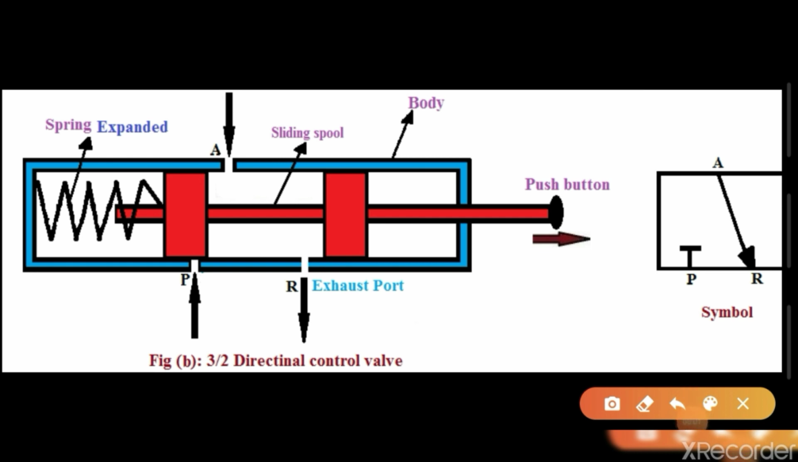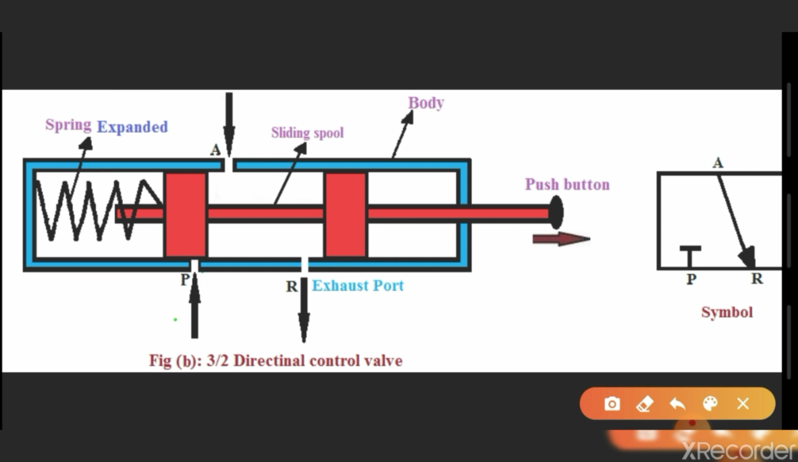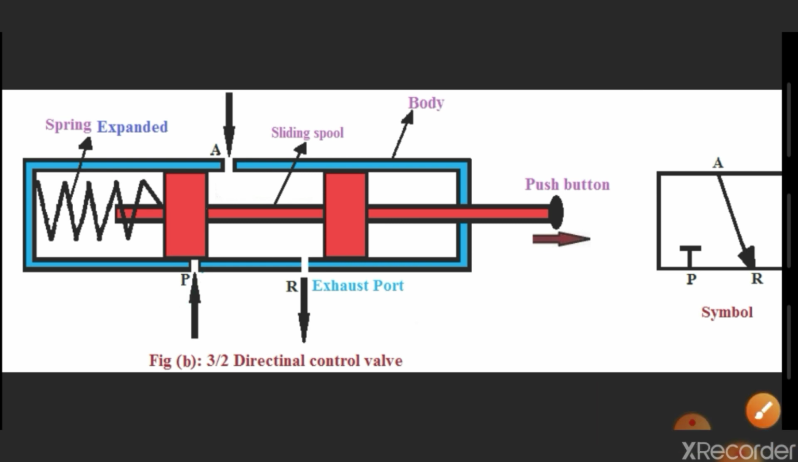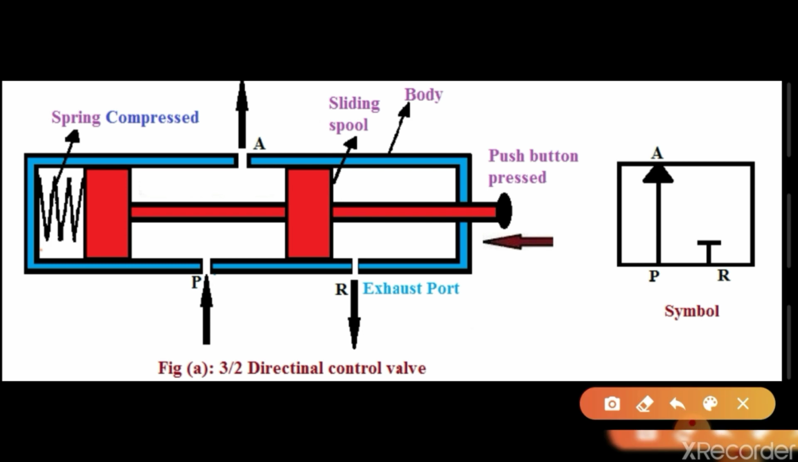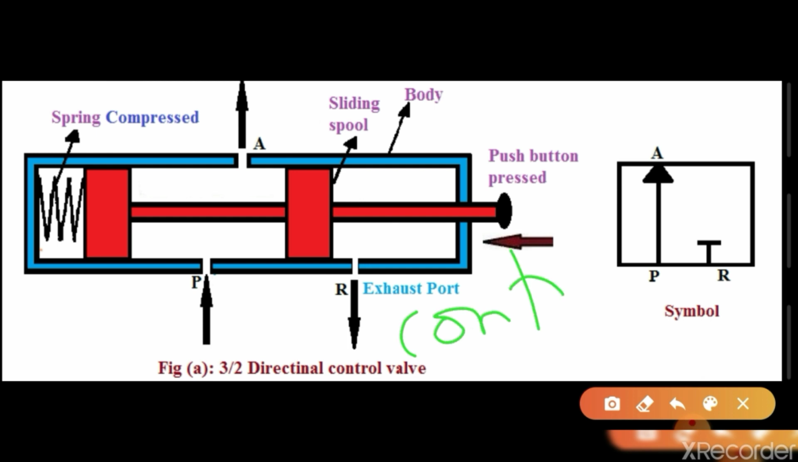Now let us discuss the definition of 3 by 2 directional control valve. These types of valves are used to control the direction of fluid. Controlling the direction of fluid means sometimes we have to block the fluid from entering into the valve, and sometimes we have to allow the fluid to enter into the valve. In simple words, these types of valves are used to control the direction of the flow of fluid inside the valve.